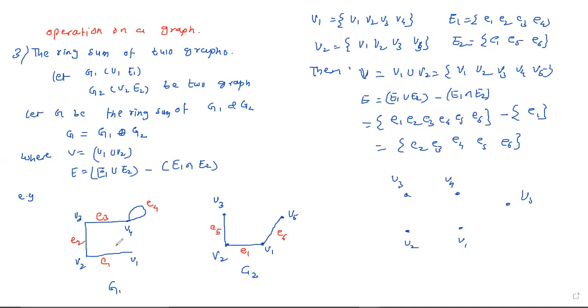See, E2 lies between V2 and V3. Then E3 lies between V3 and V4. E4 is a self loop, and E5 is again between V2 and V3. E6 is like this. So this is your answer. This is E6, E4, E2, E5, and this will be E3. E1 is not there. So this graph is called the ring sum of two graphs. Okay, next screenshot.